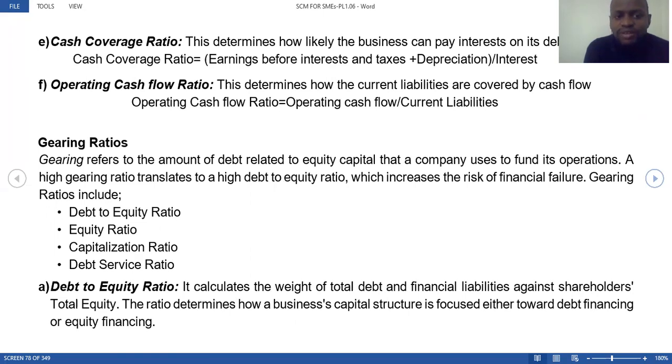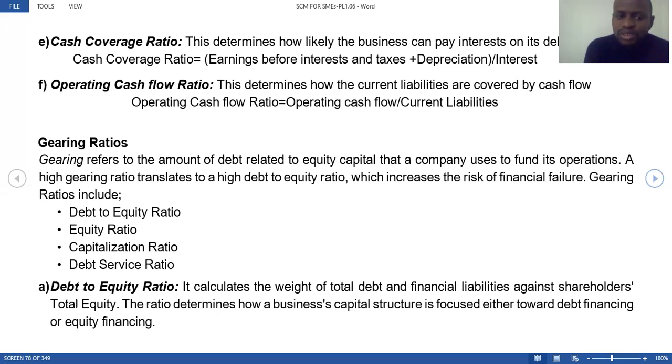Then we have the gearing ratio. Gearing ratio refers to the amount of debt related to equity capital that a company uses to fund its operation. So gearing ratio will help you to understand the equity that is needed to fund the business operation. A high gearing ratio translates to a high debt to equity ratio, which increases the risk of financial failure. So we have different types of gearing ratio.